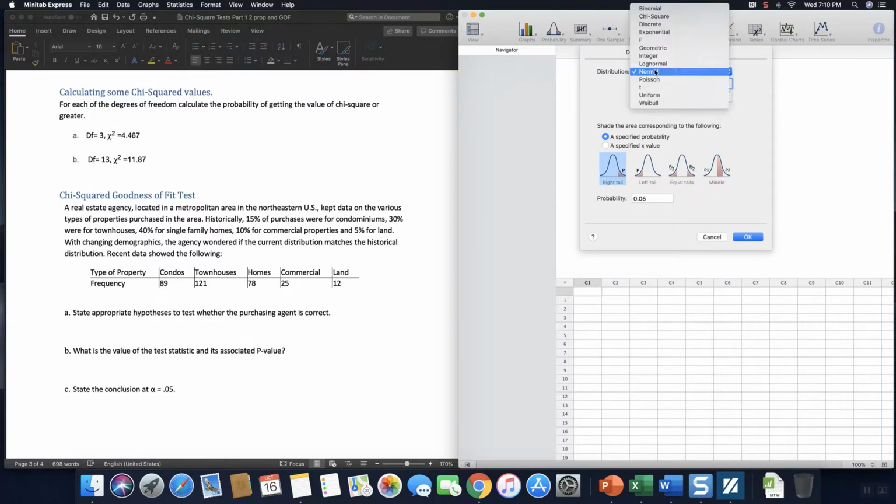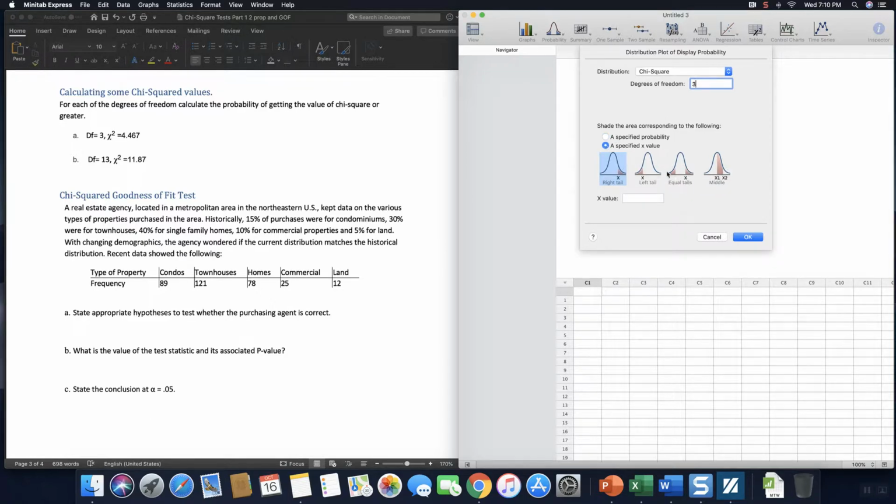So I don't want the normal distribution. I now want chi. If we click on this, you'll notice it's in alphabetical order, so it's near the top. There's my chi. It asks me for my degrees of freedom. In this case, for A, it's 3. Then I have a chi value, which is along the x-axis, so it's a specific x value, and it's set on right tail. We only ever do a right-tailed probability with a chi test, so I'm never going to change this. 4.467. There we go.